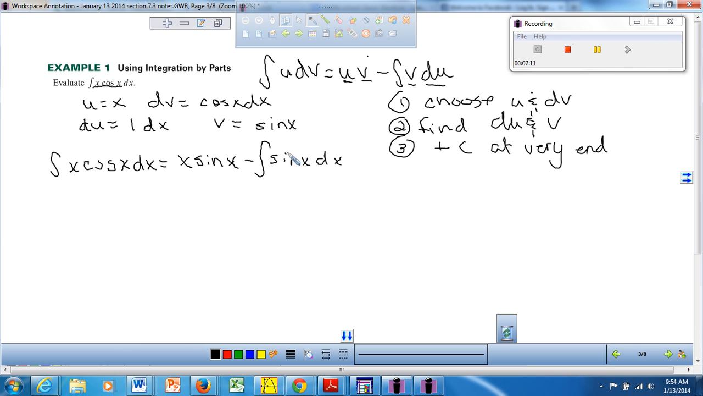Can we do that integral? Do we know the integral of sine x? Life is good, so let's finish. We get equals x sine x minus, what is the integral of sine x? What did I start with to get sine x as my derivative? Negative cosine.